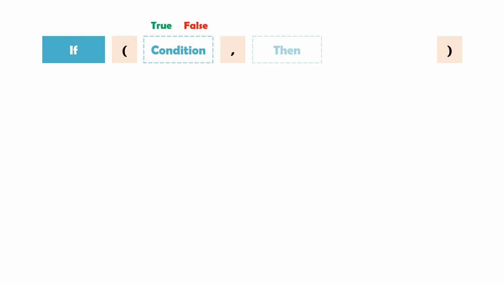Then we have the part, then. Here you enter a calculation that is carried out, if the condition is true. The last part is, else. Another calculation is entered here, which is carried out if the condition is incorrect. This means that only one calculation is carried out by both of them, because a condition can only be true or false. To make the if condition easier to understand, I have the following example.